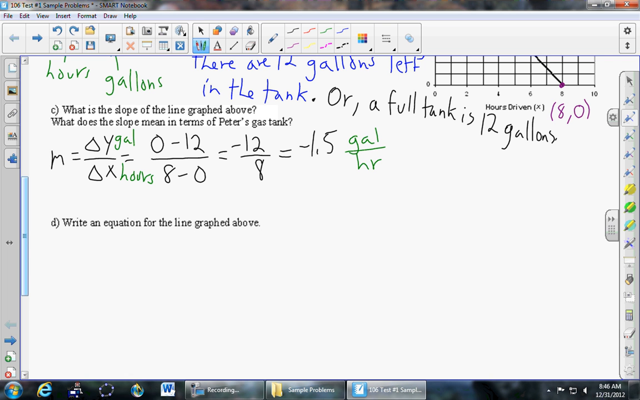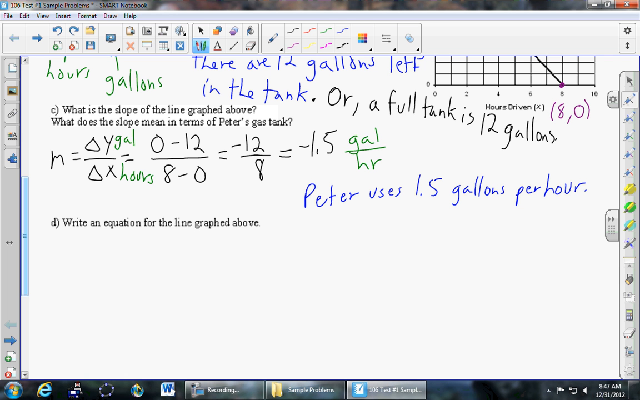Or maybe said a little bit better, Peter uses 1.5 gallons per hour. The negative makes sense because the line is going downhill and because the number of gallons left is decreasing. That's the negative. Finally, part D, write an equation for the line graphed above.